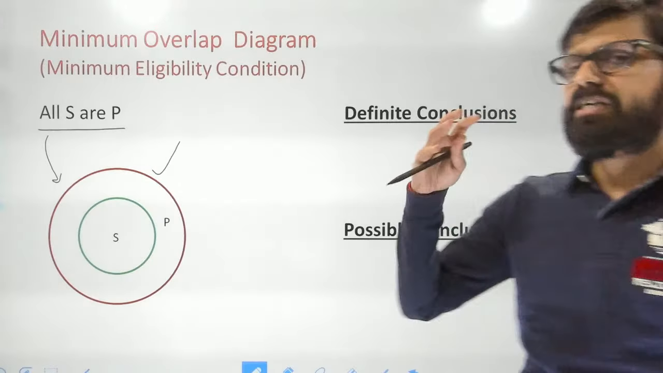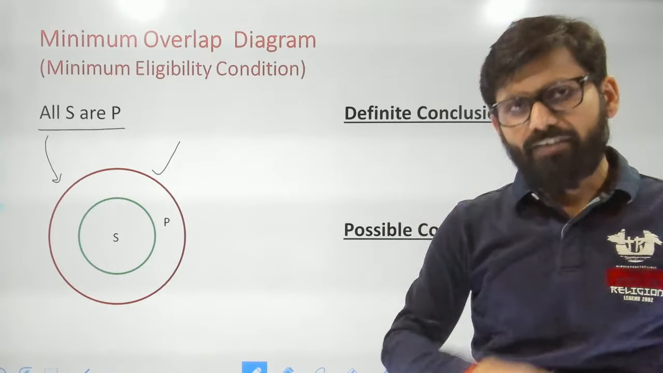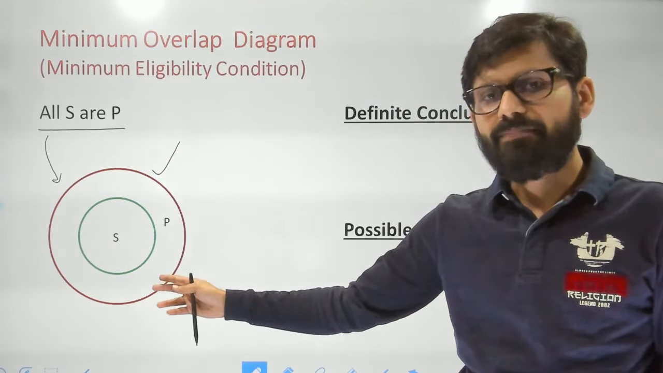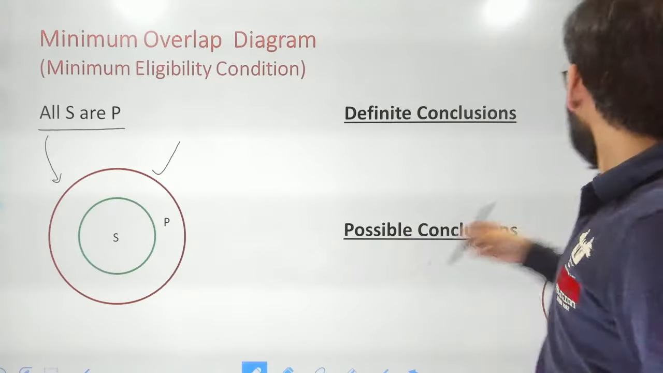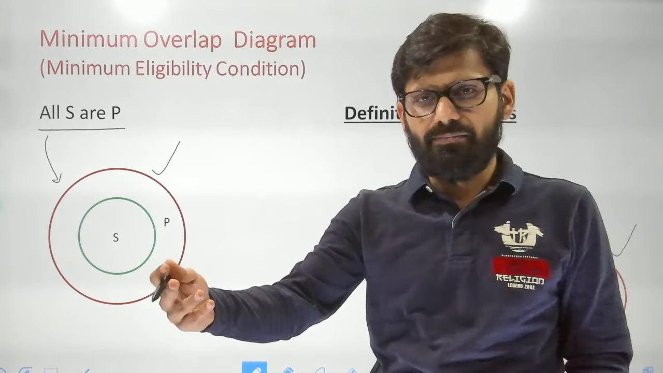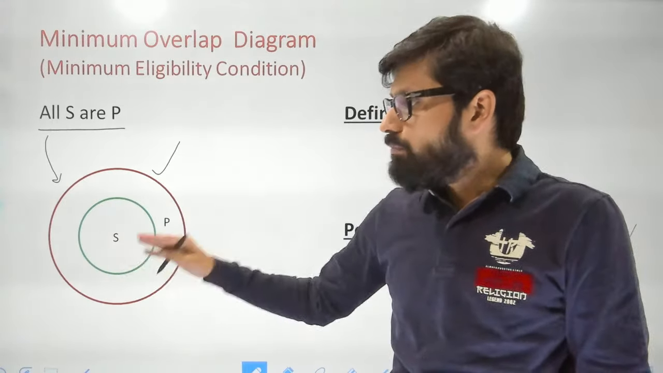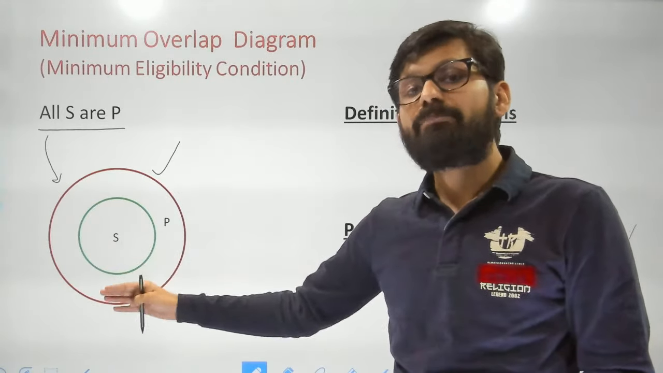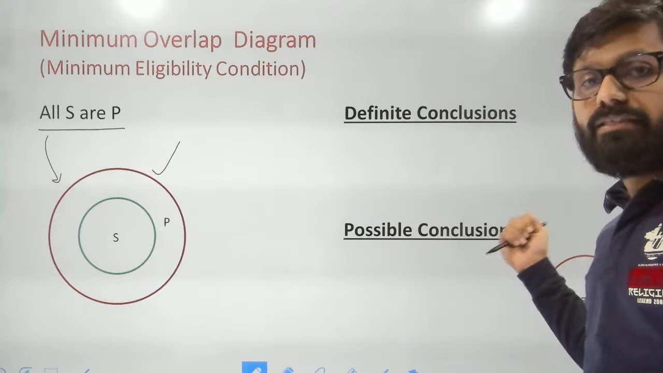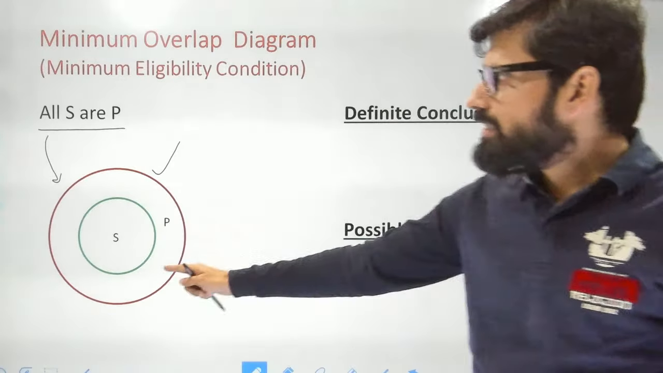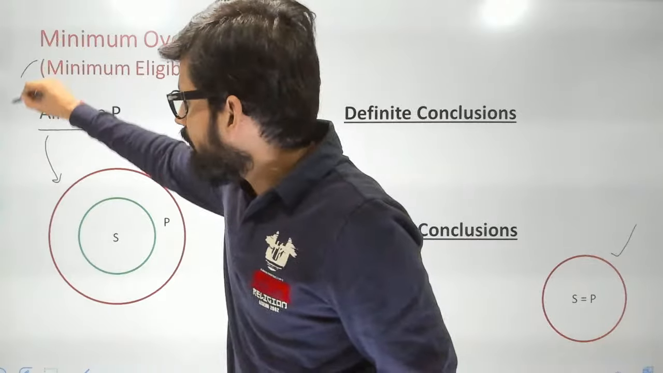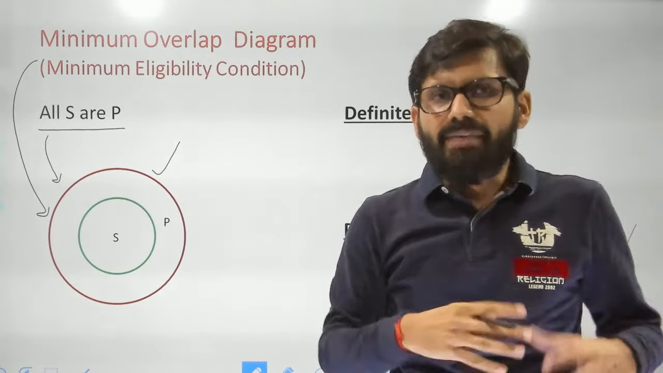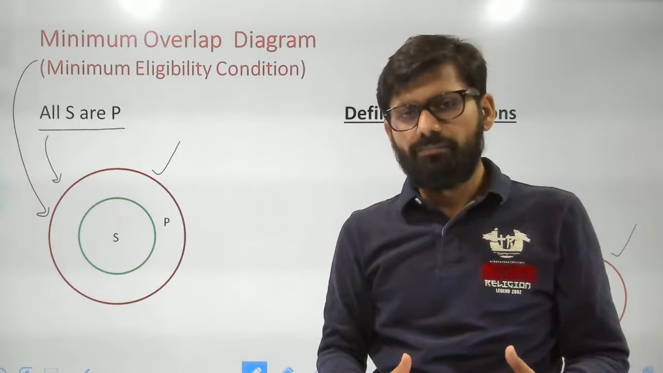Now, of course, when we are solving questions, and many of you have solved so many questions, we are drawing this diagram on the left. We are drawing the diagram on the left because of some other reason, not because it is a better diagram, or not because the chances of this happening is better than the other one. We are drawing this diagram, we are calling this the minimum overlap diagram because it makes question solving easier.